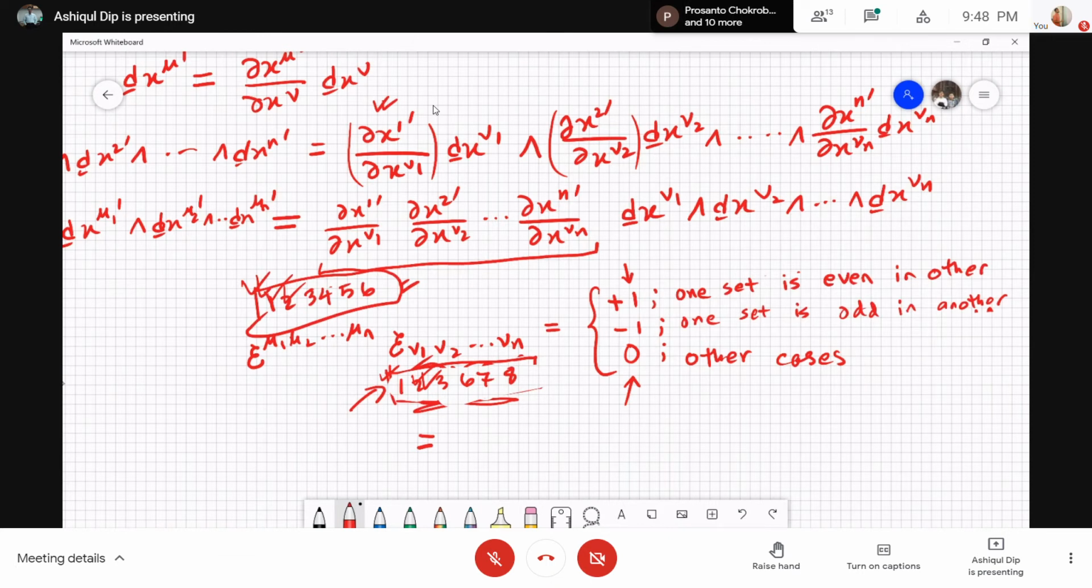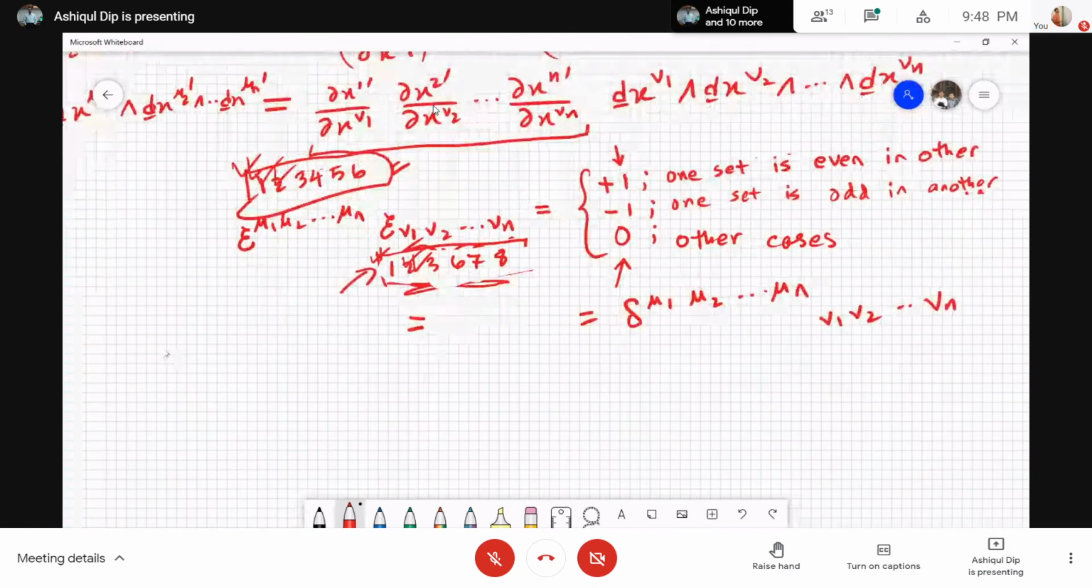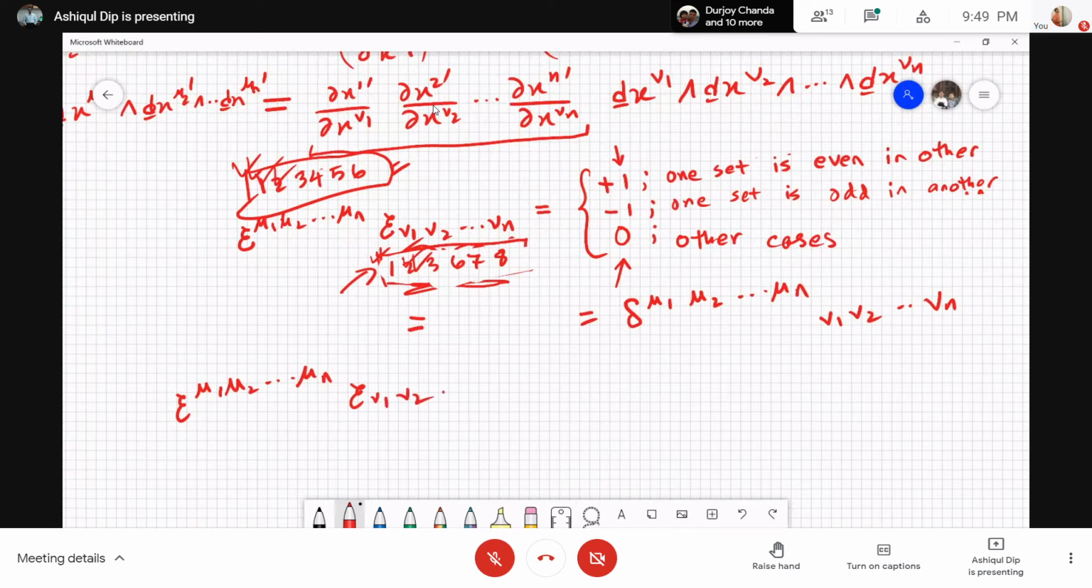So this thing has a special name. We call it the generalized Kronecker delta. It's written as delta upper mu1, mu2 up to mu_n, lower mu1, mu2 up to mu_n. By definition of Kronecker delta, E mu1, mu2 up to mu_n equals Kronecker delta upper set mu1, mu2 up to mu_n, lower set mu1, mu2 up to mu_n.